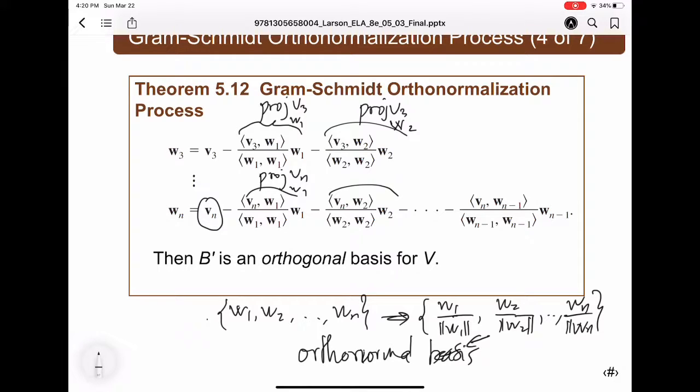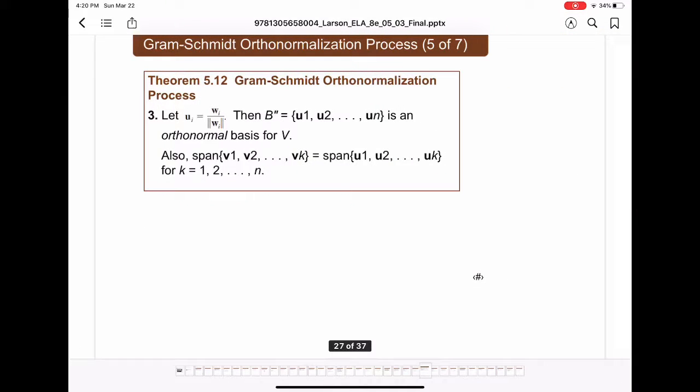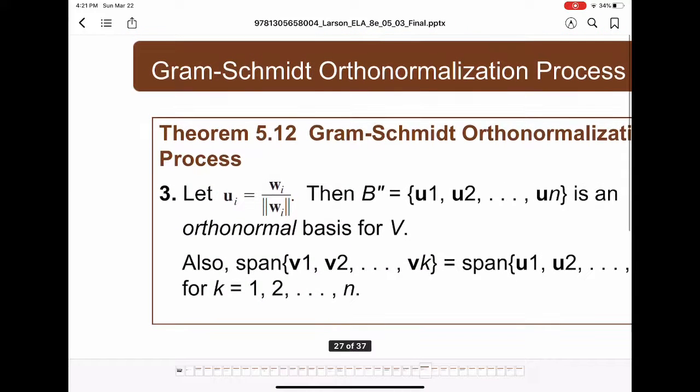That's it. Okay. All right. Let's move to examples. I will skip this because we just accept that if you do that, you will not change the space. The space spanned by v1, v2, ..., vk is equal to the space generated by u1, u2, ..., uk, where the ui's are unit vectors, wi divided by the norm of wi.